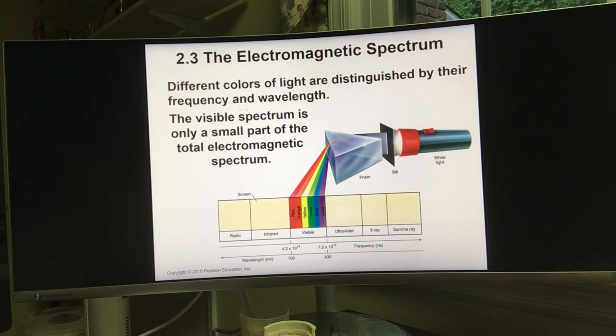As you can see, the visible spectrum is only a very small part of the total electromagnetic spectrum here. This is what we call the rainbow colors inside the visible range. So again, when we talk about electromagnetic radiation or light, we are referring to the whole electromagnetic spectrum, going from radio wave all the way to gamma ray. So what is the difference between different types of electromagnetic radiation here?